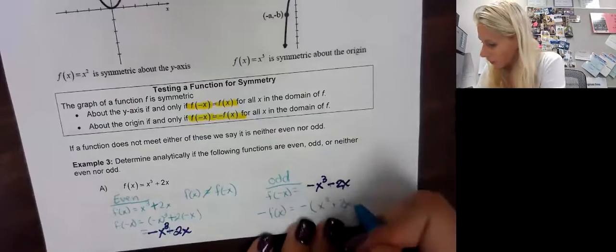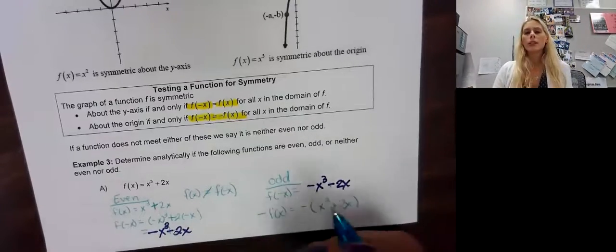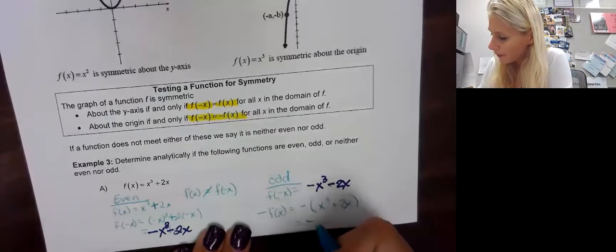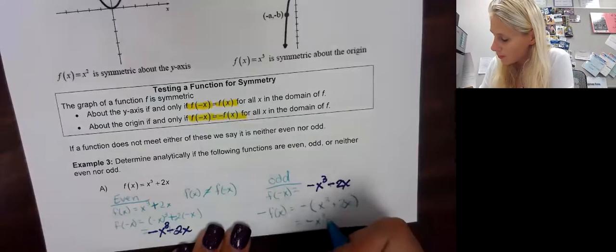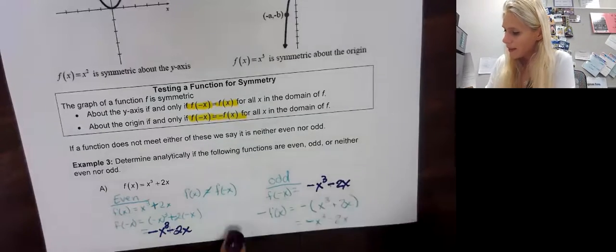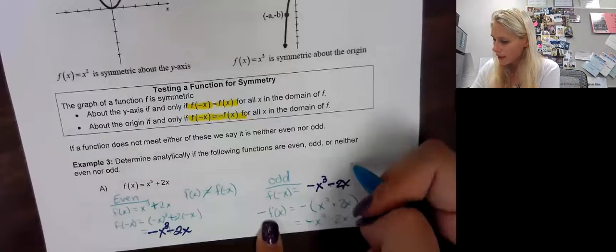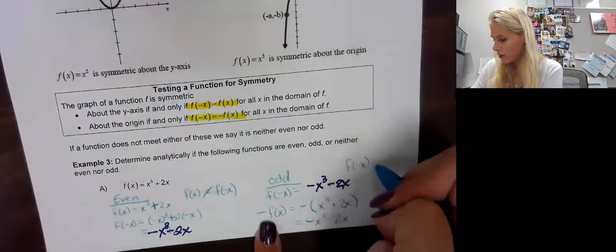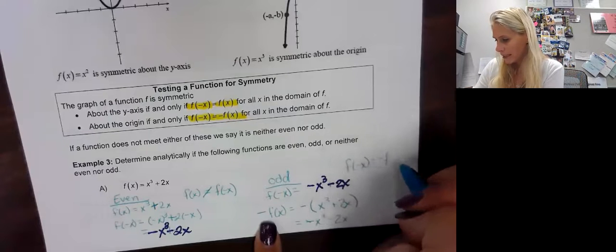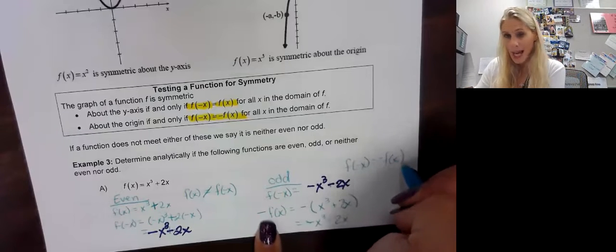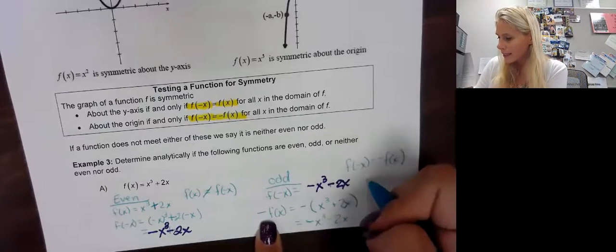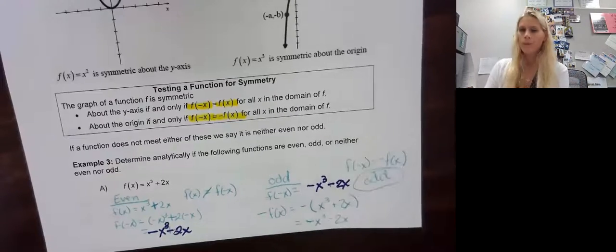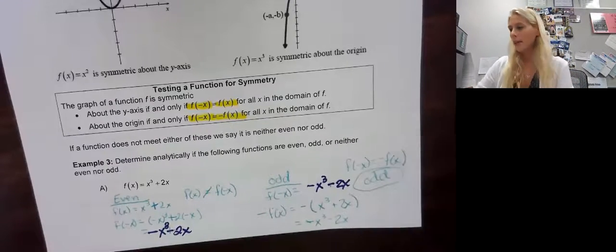Now I can finish. If I distribute this negative out, I get negative x cubed minus 2x. And as you can see here, that means that f of negative x equals negative f of x. And since that happens, that means this is an odd function.